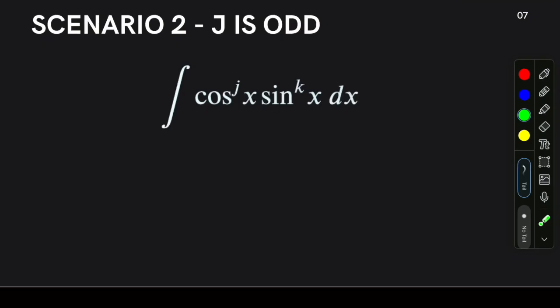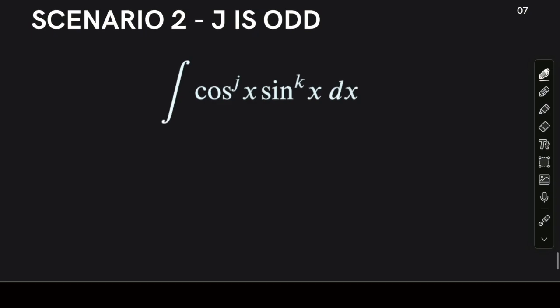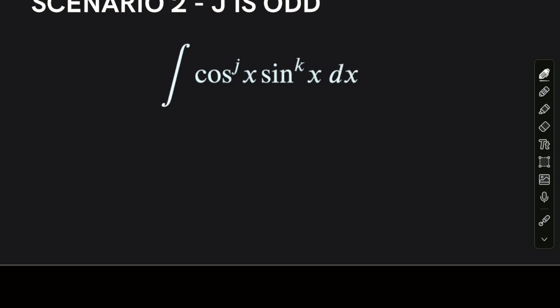Alright guys, now for scenario 2, we've got the situation where j is odd, i.e. the exponent of cos is odd. We're going to do it very similar to the one before. So we're going to rewrite, firstly, cos^j x as cos^(j minus 1) x times cos x.